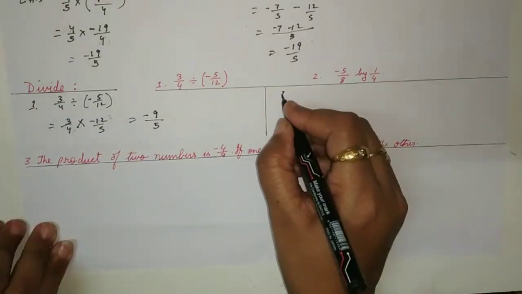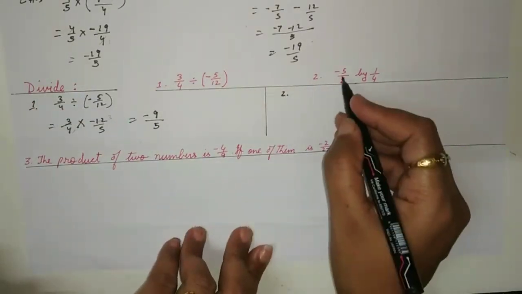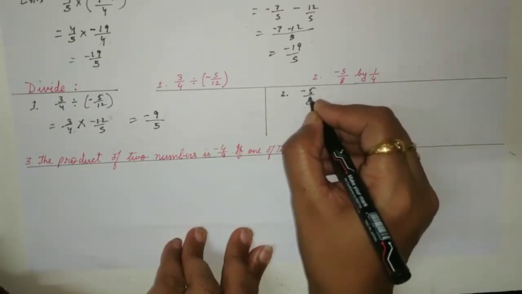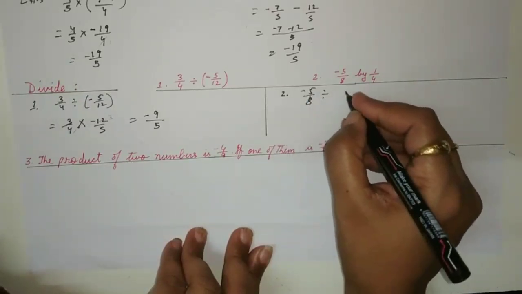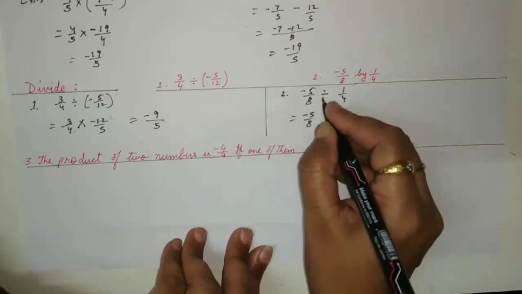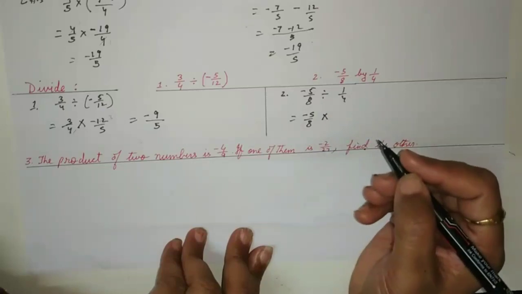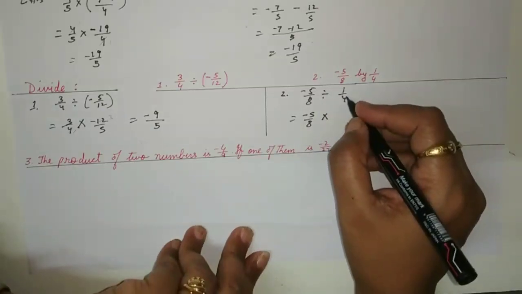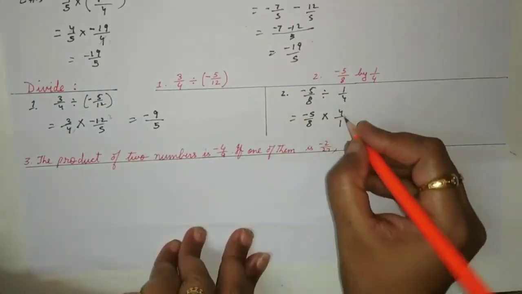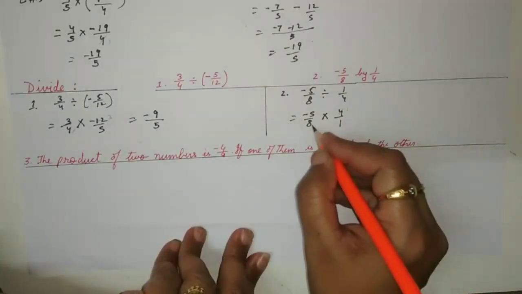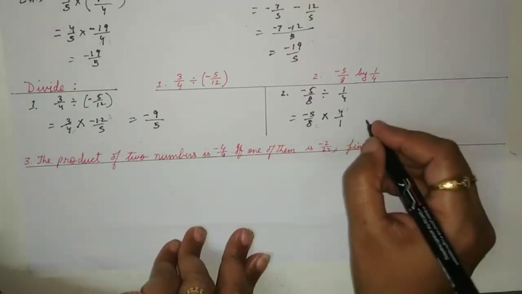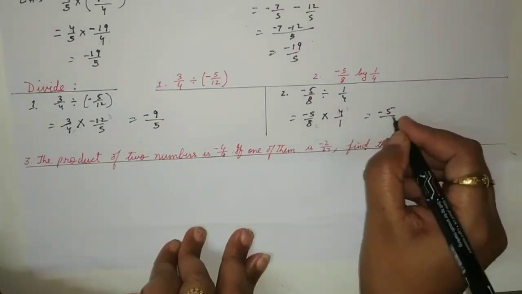If we have to solve question number 2, it is minus 5 by 8 divided by 1 by 4. That is first fraction, minus 5 by 8, division changes into multiplication, second fraction's reciprocal, that is 4 by 1. Again, the common 4, 4 ones are 4, 4 twos are 8. So your answer becomes minus 5 by 2.